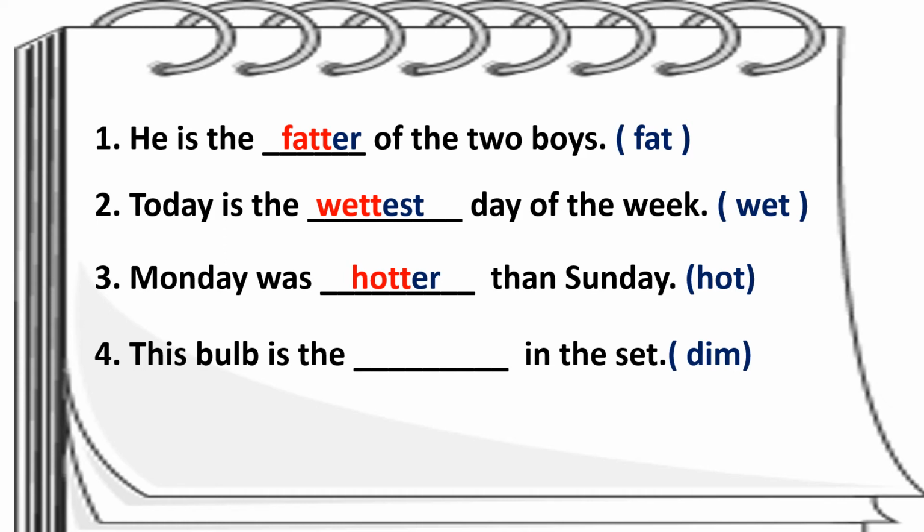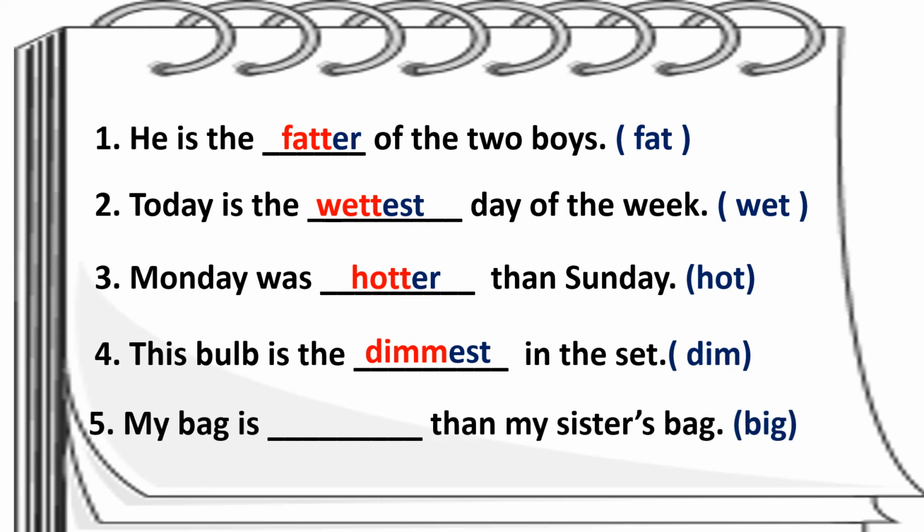The bulb is the something in the set. The adjective is dim. So we are comparing the bulb with all the bulbs in the set. So we say the bulb is the dimmest in the set. We double the M because we have a short I.